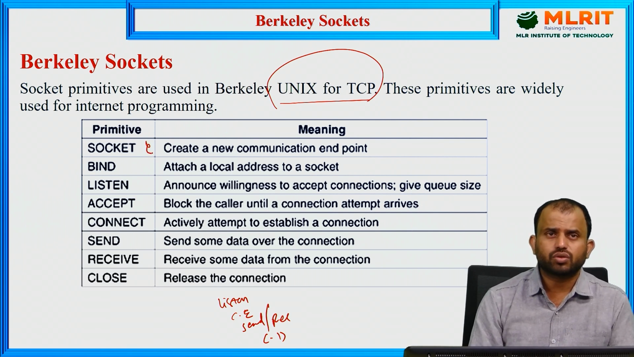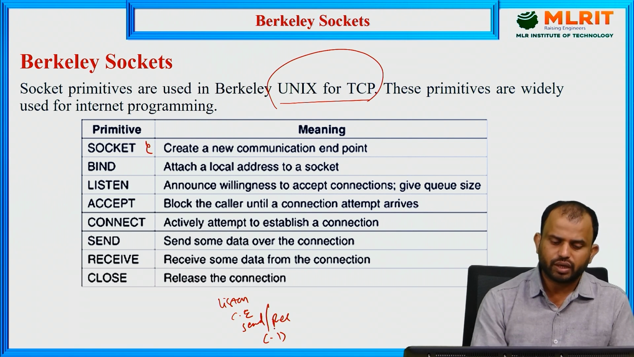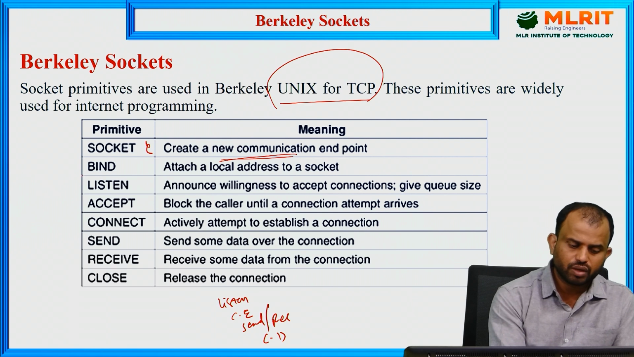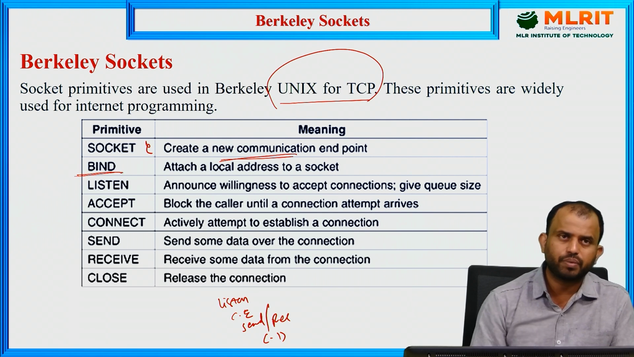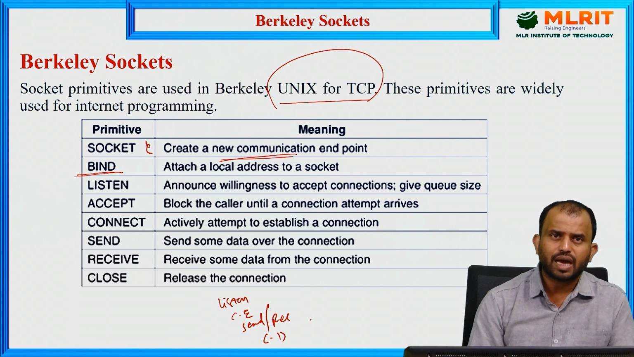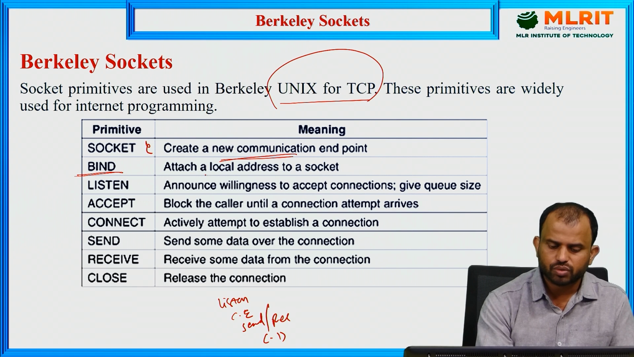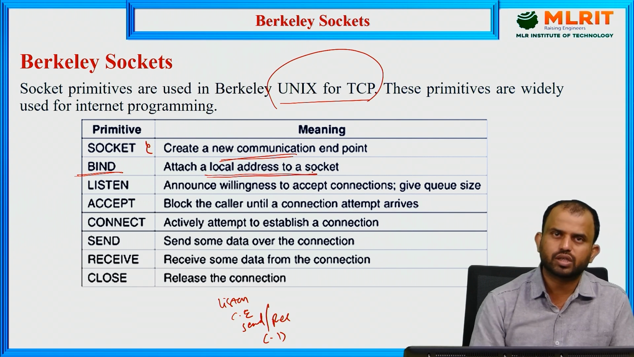First is socket: we have to create a new communication endpoint. Next we have BIND, which attaches a local address to the respective socket.